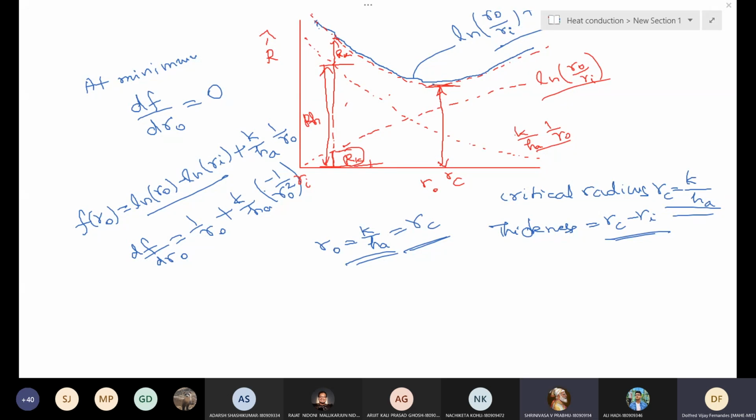Sir, in case of a sphere also, UO AO delta T equals UI AI delta T, right? Yes, exactly. Overall heat transfer is the same. So it's proportional to area.